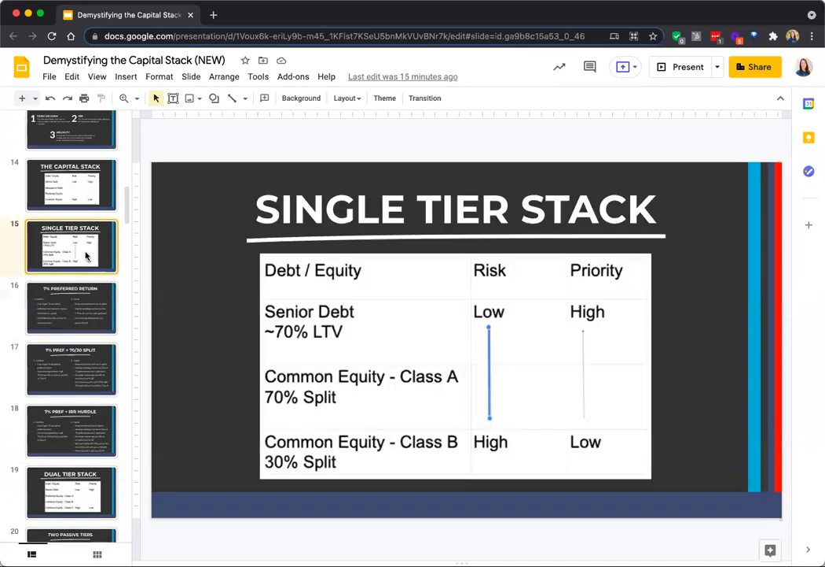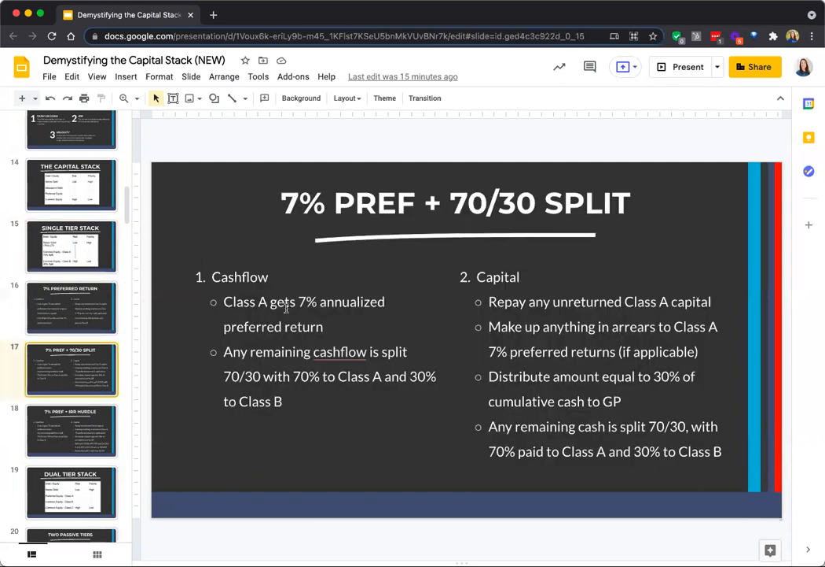All right. Another kind of flavor is that you have a 7% plus a 70-30 split, much like we drew out here. So class A gets 7% annualized preferred return. Any remaining cash flow is then split 70-30, with 70% going to class A, 30% to class B.